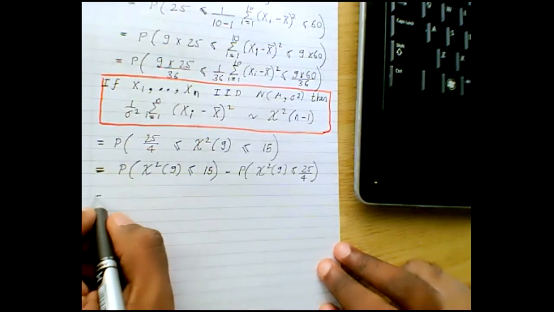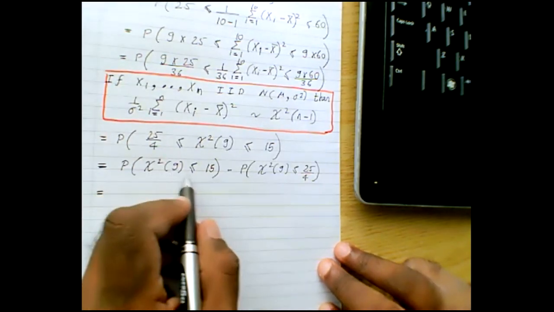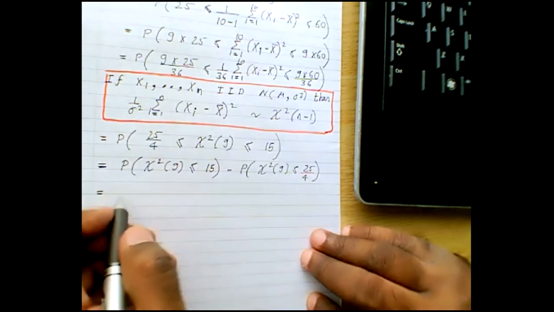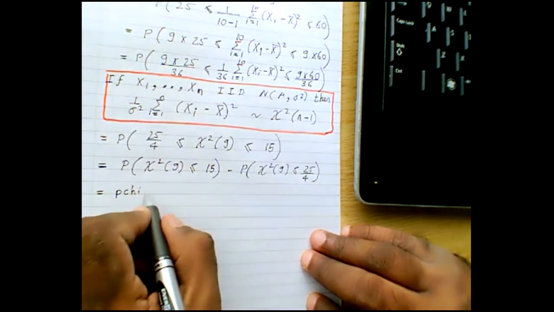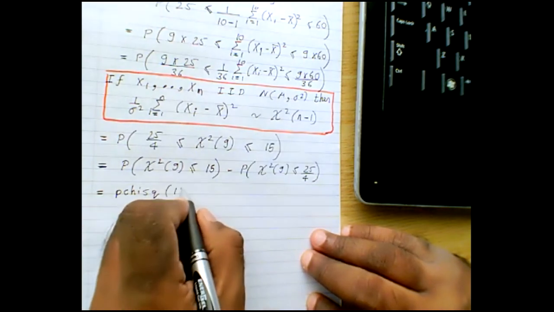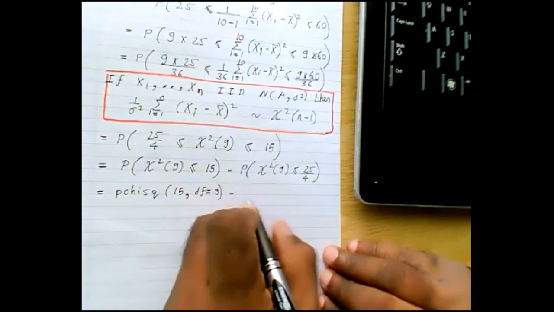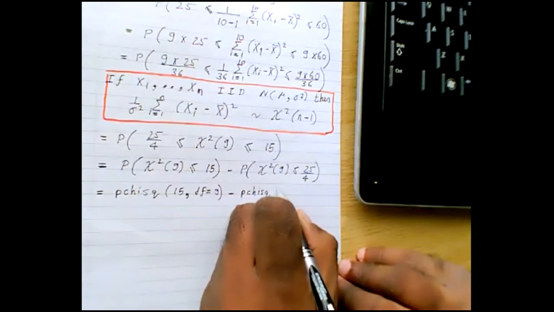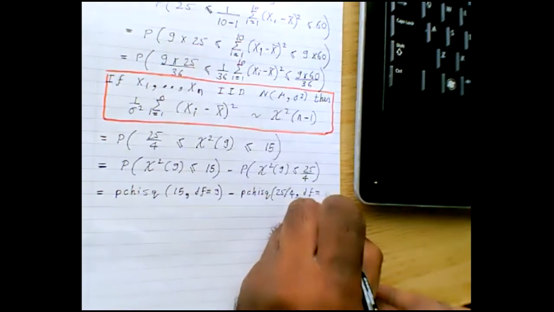And this, what you have here is the probability of a chi-squared variable with 9 degrees of freedom less than or equal to 15, right? And in R, we talked about it last week. In R, you can compute this using the following command: pchisq(15, df = 9). And this one can be computed in R using pchisq(25/4, df = 9).